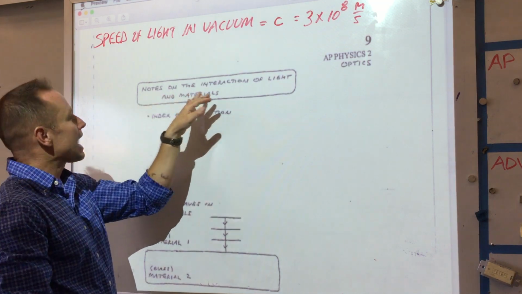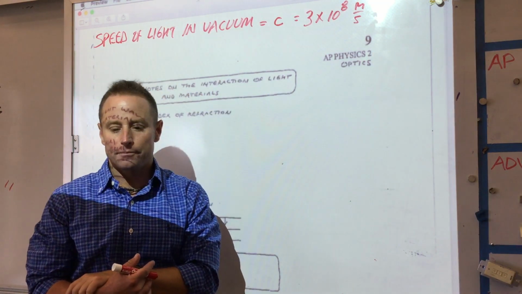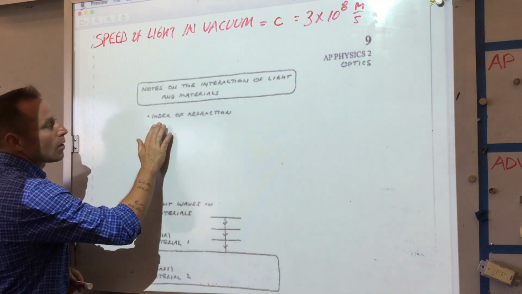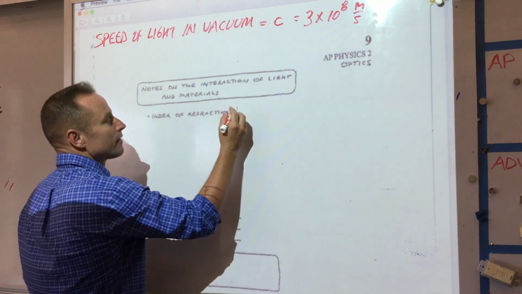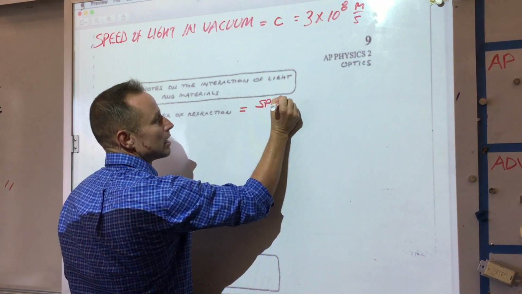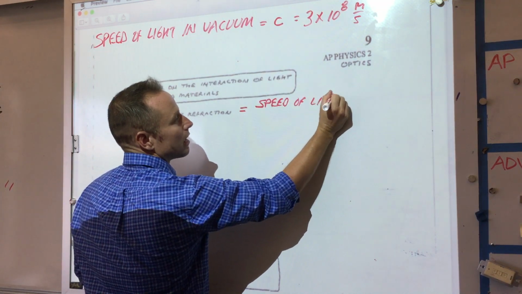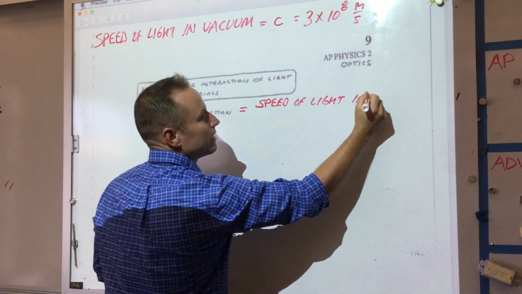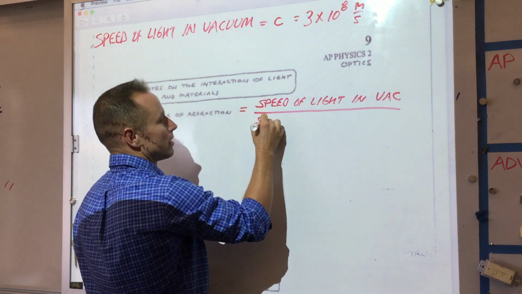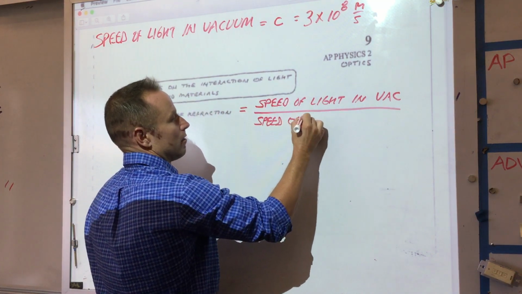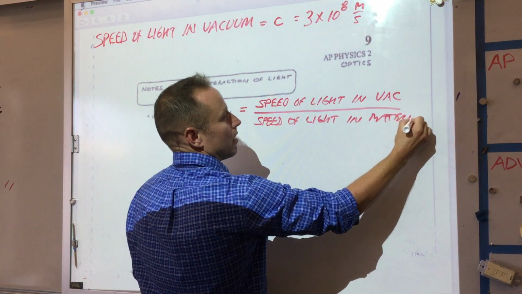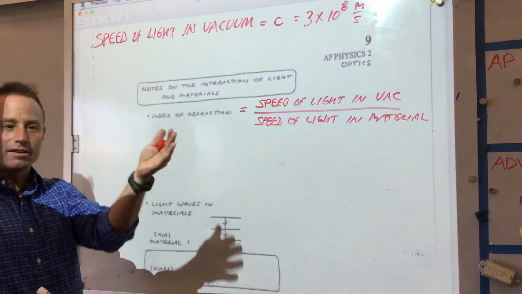So when light gets into a material, the light in general will slow down relative to the vacuum. And so there's this quantity called index of refraction that's, in words, defined like this. You take the speed of light in vacuum, and then you divide it by the speed of light in the material. Okay, that's in kind of plain English.